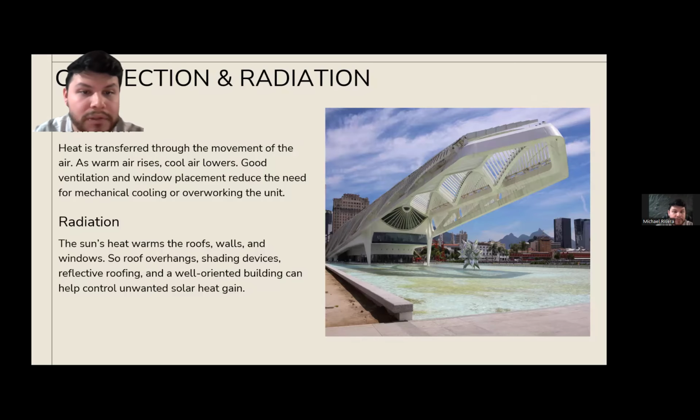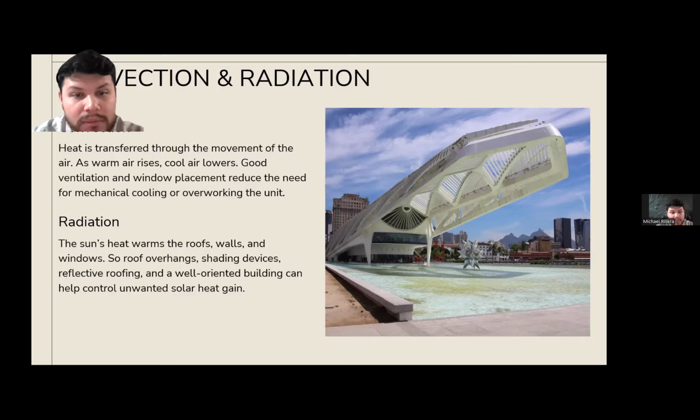Then there's convection and radiation. Convection is all about air movement. Warm air rises, cool air tends to sink. So if you design a building with good airflow and smart window placement, you can reduce how much you need air conditioning.